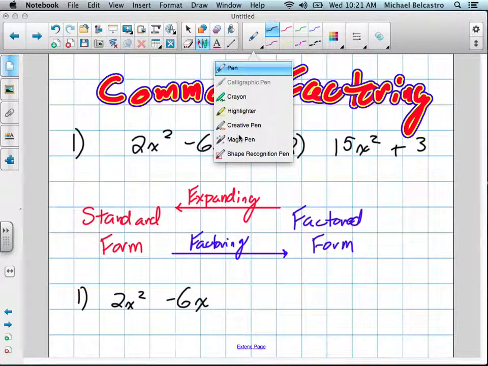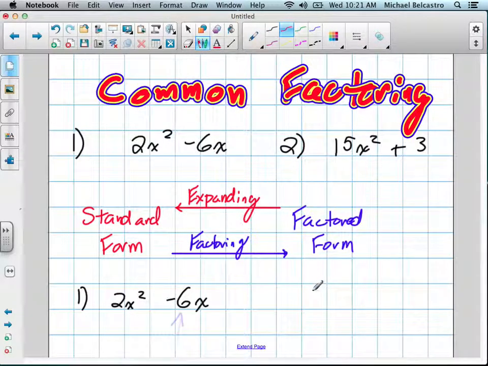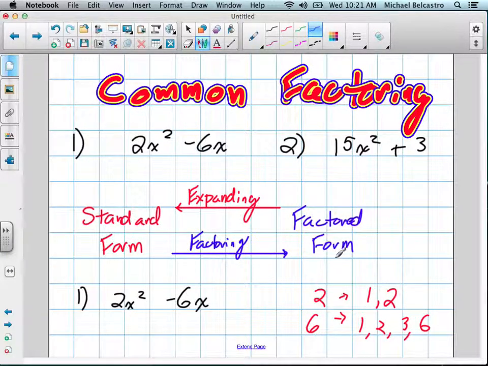The first thing we're going to look at are the coefficients, which are the numbers in front of the variables. I need to find a common factor for those terms. One way you can do that is on the side, write the factors of each number and take the greatest common factor. What are the factors of 2? 1 and 2. Very simple. Factors of 6? 1, 2, 3, and 6. There is more than one common factor, but we always want to take the greatest one.